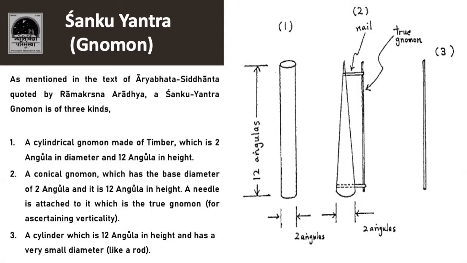So if you can see on the screen, there are three types of gnomon that have been mentioned. The first type is a cylindrical gnomon. So gnomon is basically an object exactly like this. It is cylindrical. It has a diameter of 2 angulas and it has a length of 12 angulas.